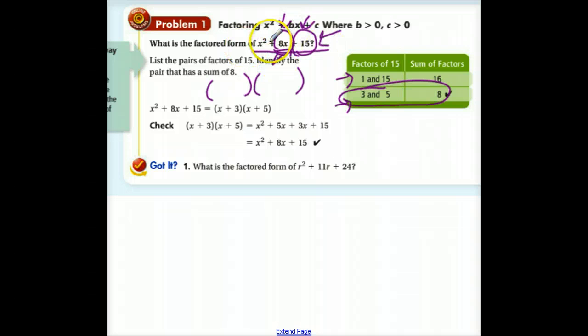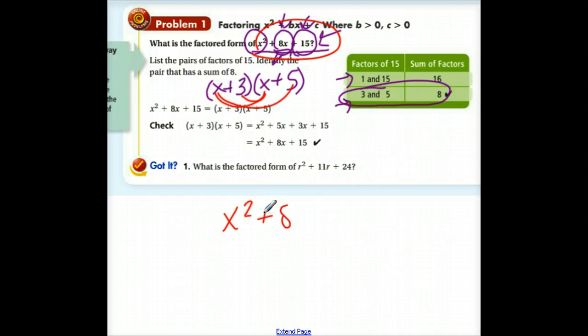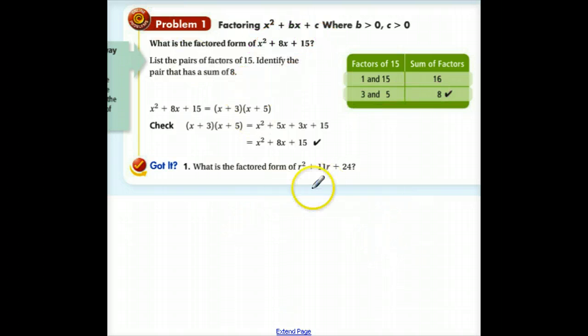So, undoing the FOIL method, I get x and x, because if I FOIL first terms, x times x would give us the x squared. Then I need to multiply to get a positive 15. Well, I'm going to use a positive 5 times a positive 3. You can always check your work by FOILing to see if you get your original trinomial. So x times x is x squared. 5x plus 3x, outside inside, is positive 8x. And then last terms, 3 times 5 is a positive 15. So that works. Let me show you another example.